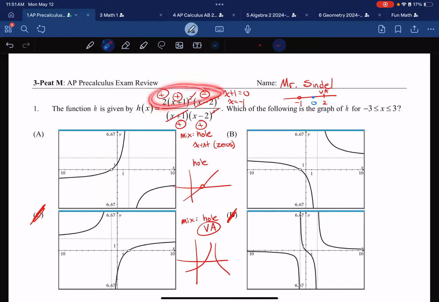On the top, I have a negative. On the bottom, I have a positive. So let me write that again. I have a negative on the top. I have a positive on the bottom. This is my entire fraction.